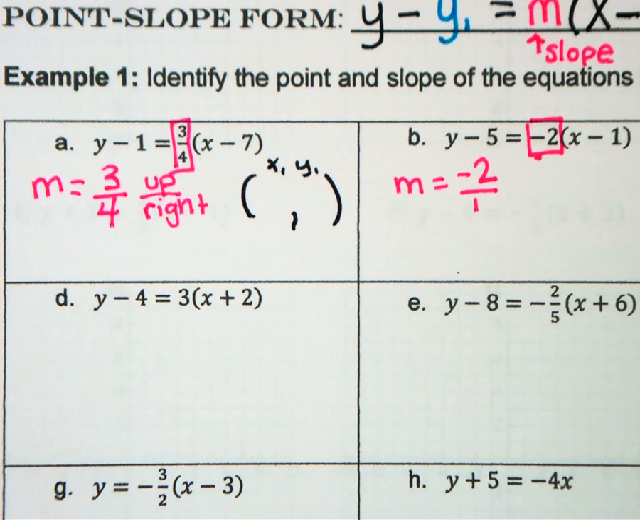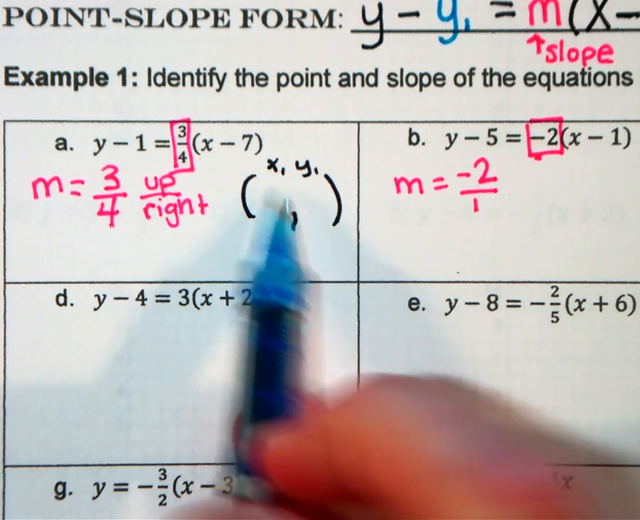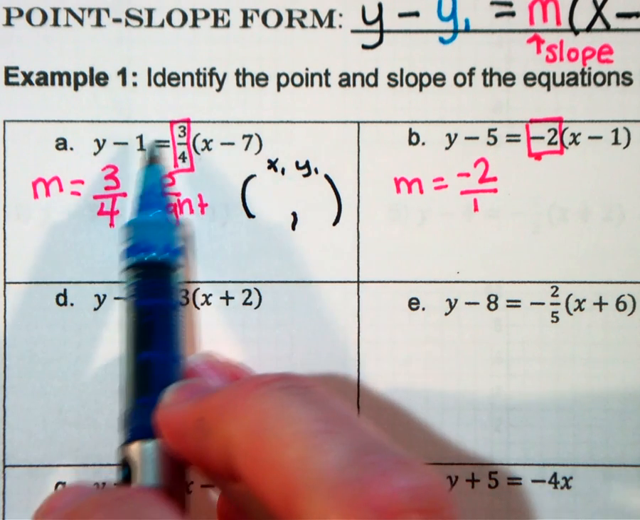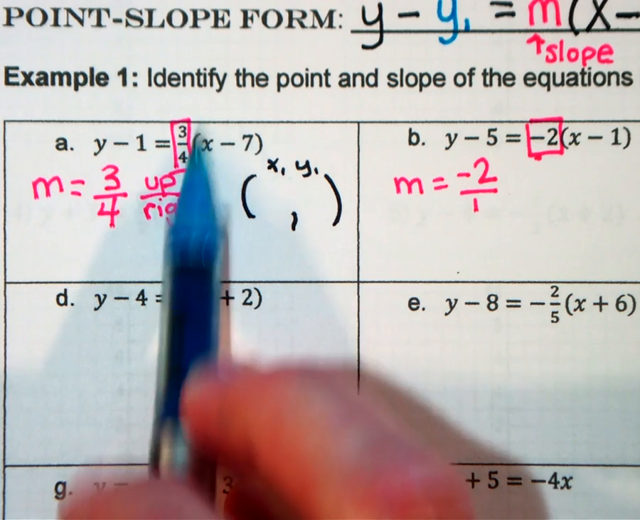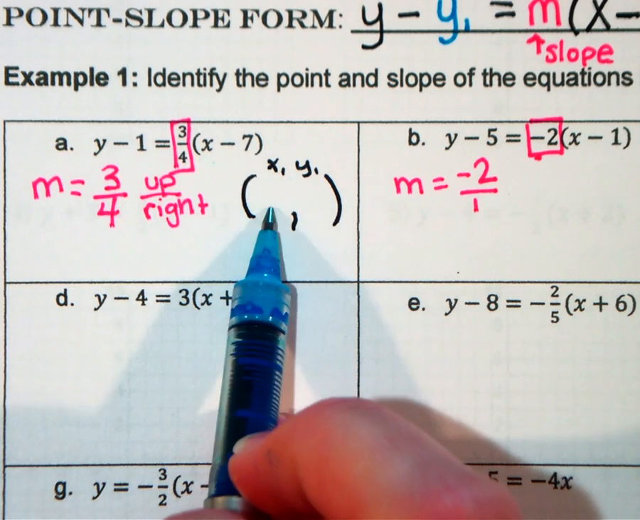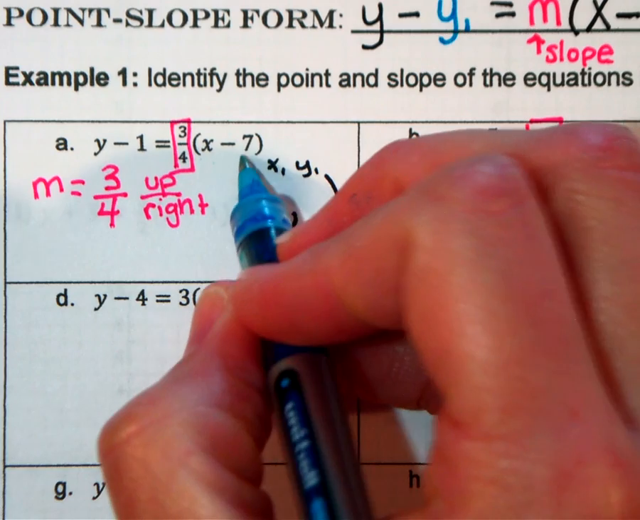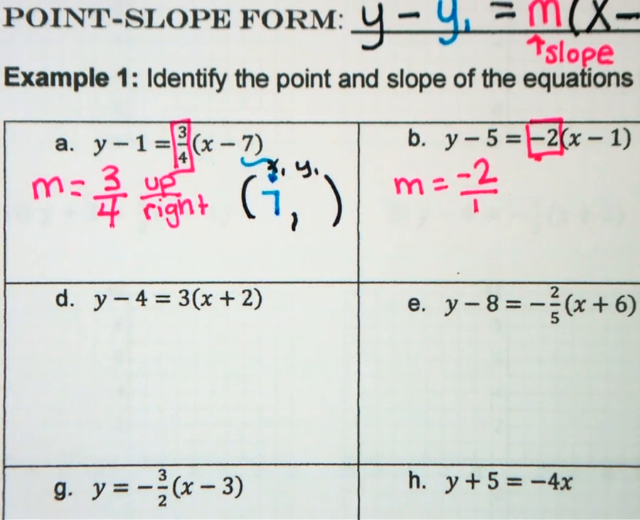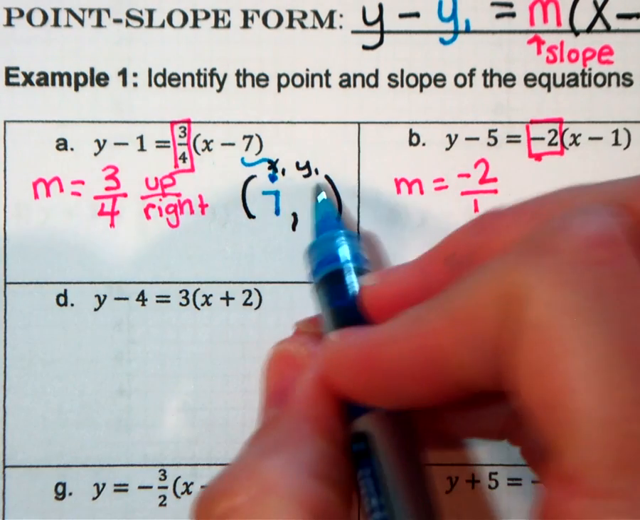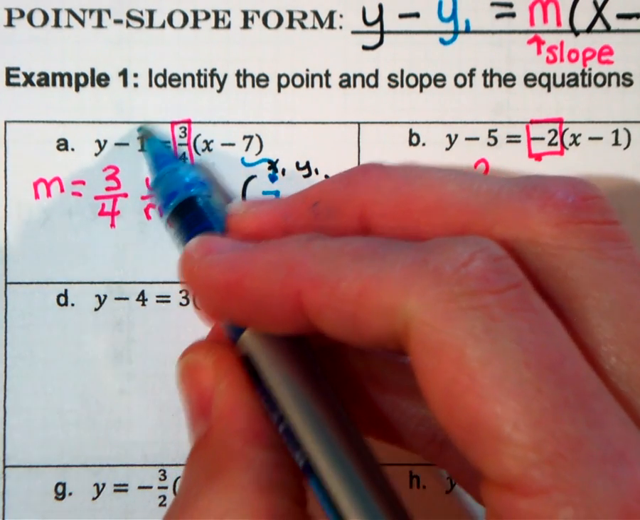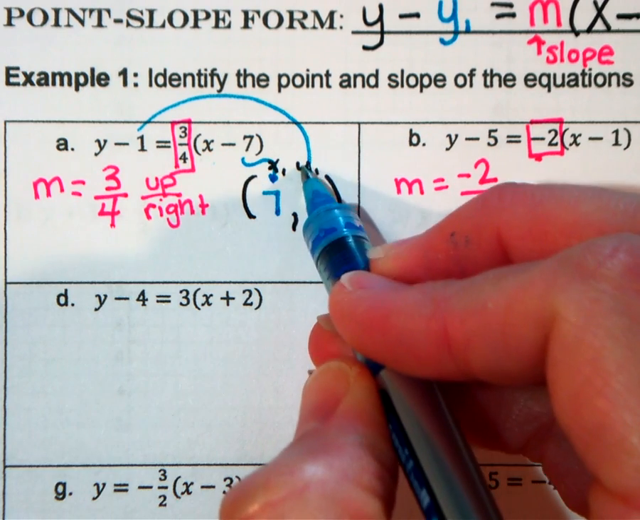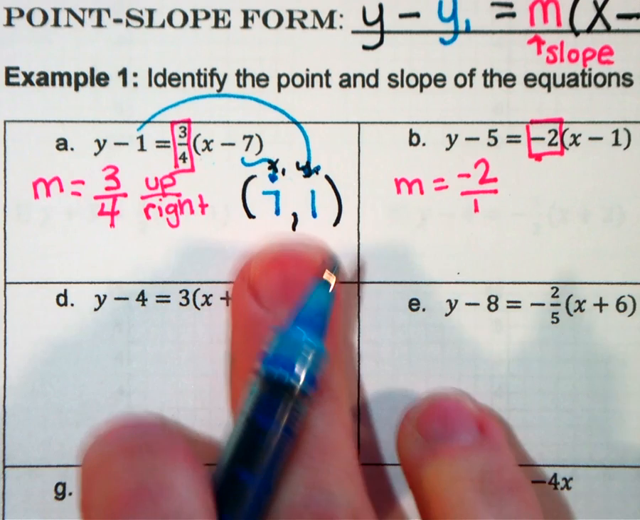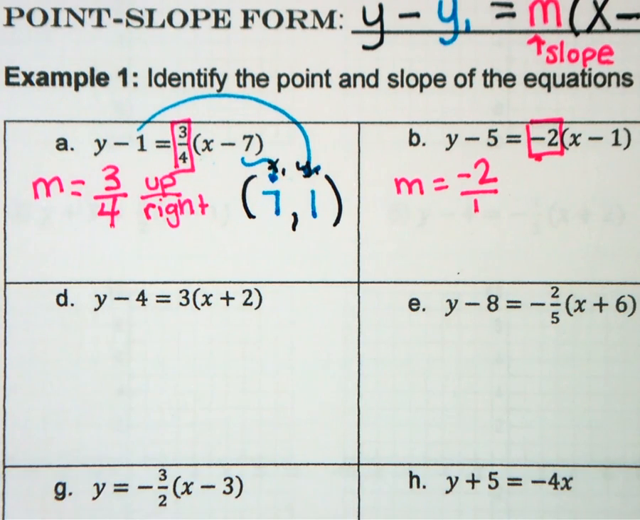Hint, the x number that goes here is next to the letter x. Okay, so here's the x. So this number is going to go here. I'll do a little arrow here. That number goes there. 7. Then the y number, the number that's next to the y, goes in the y spot. 1. That point, 7, 1, is on the line.